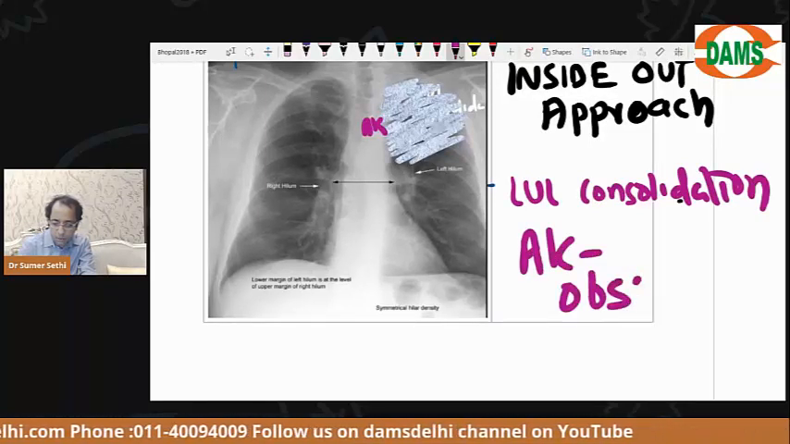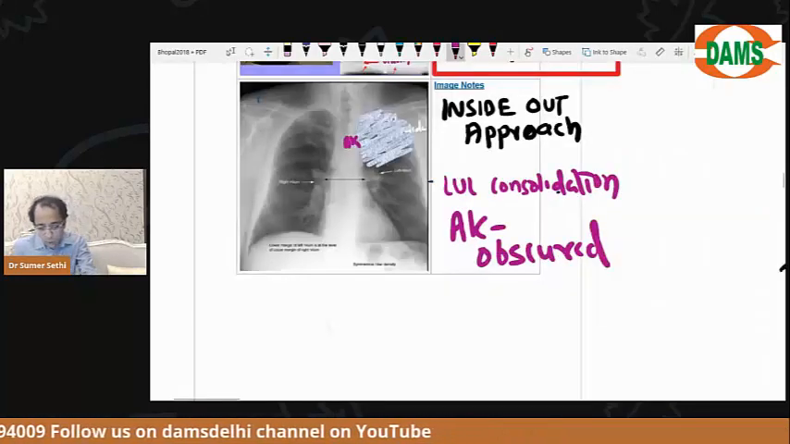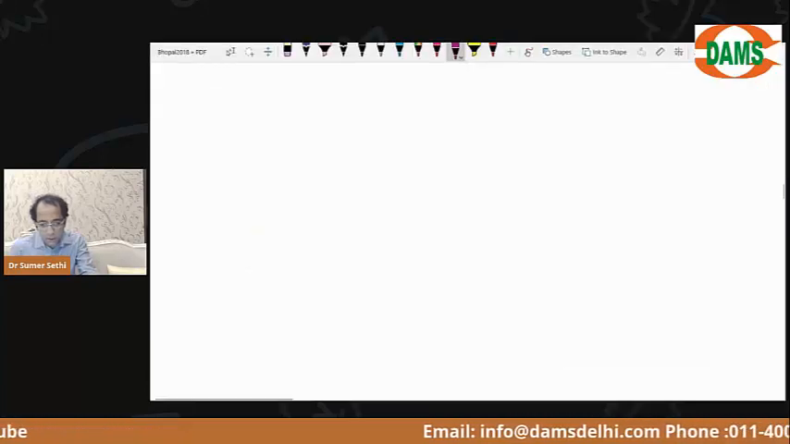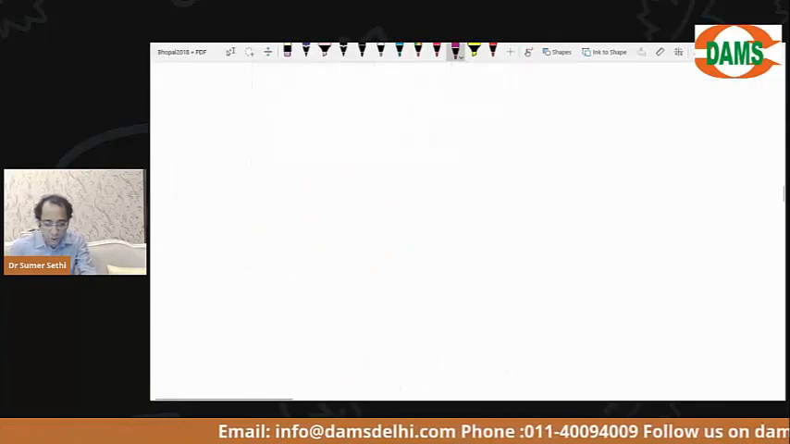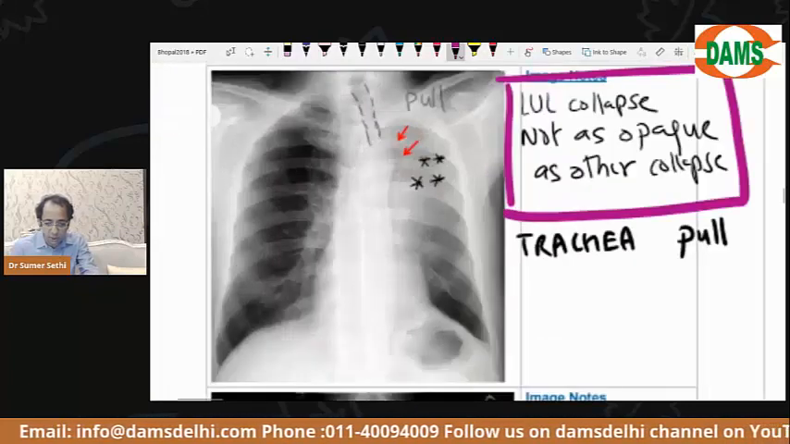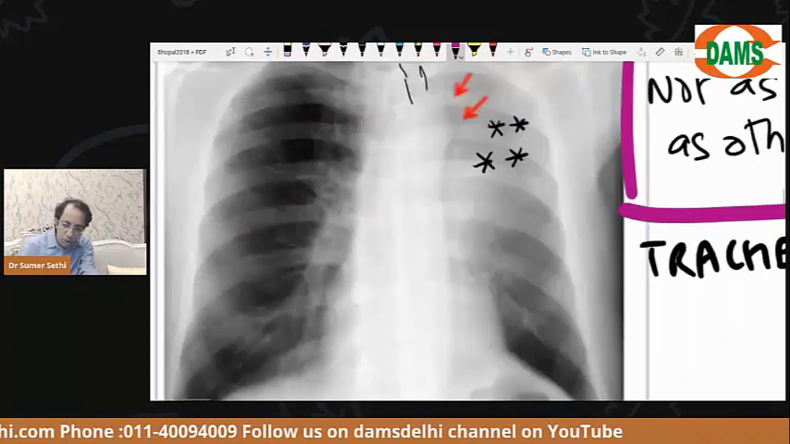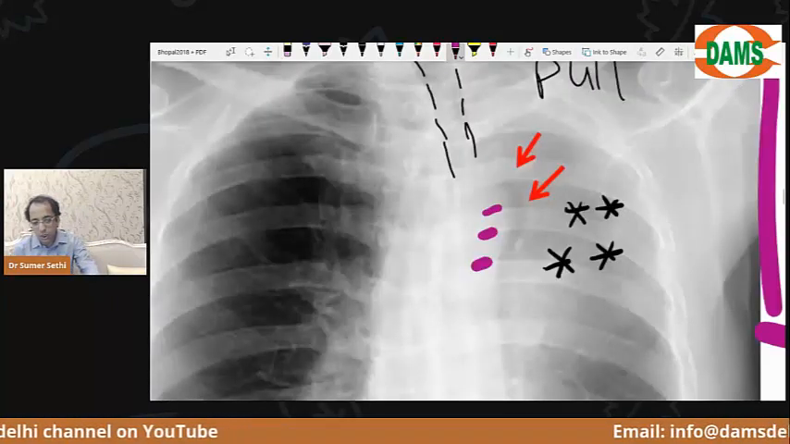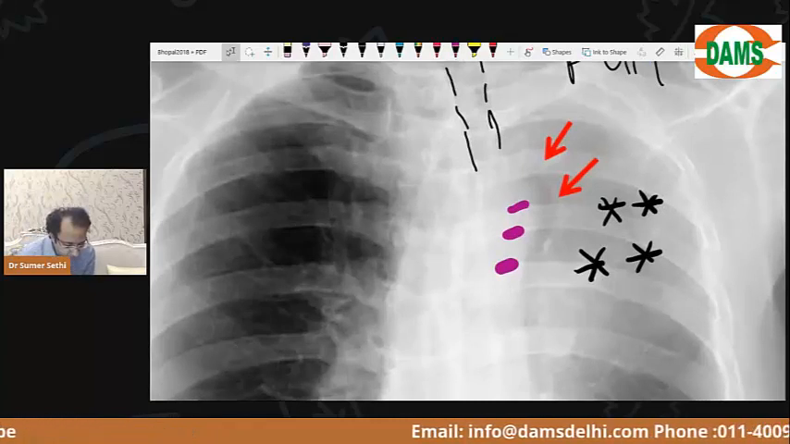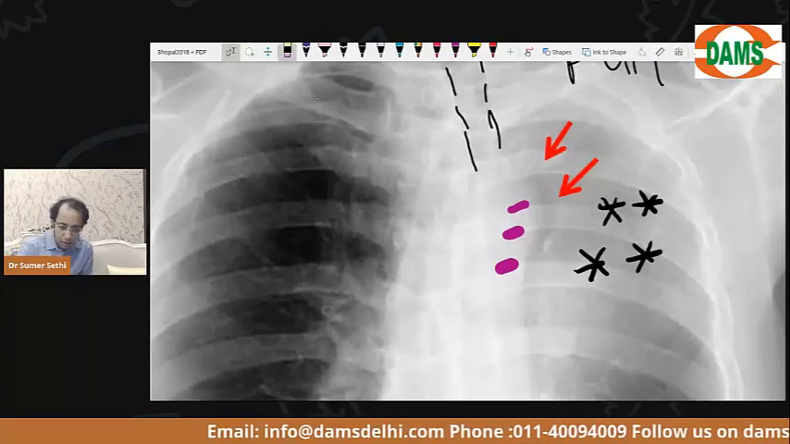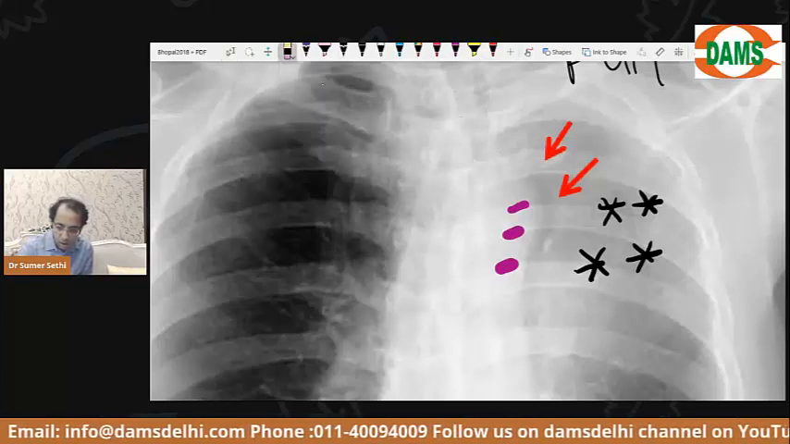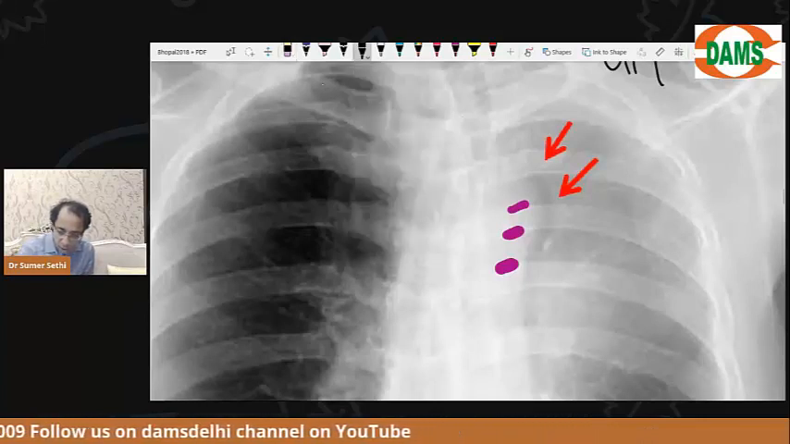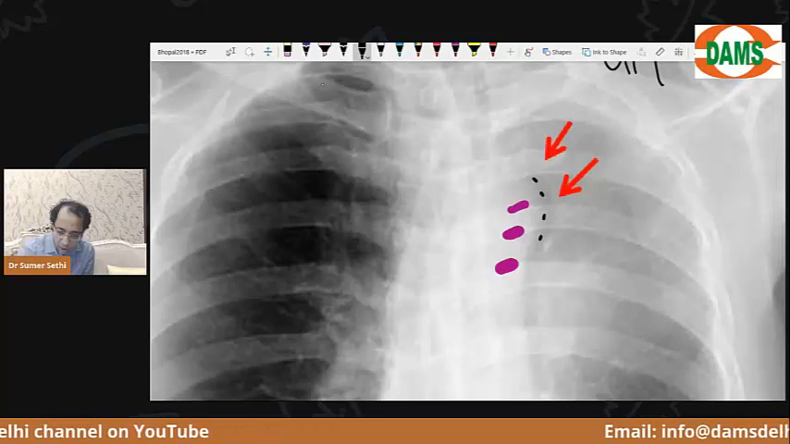obscured? Okay, very good. Now I will ask you the most tough question that I have asked you in my entire class. I have not asked you anything more difficult than this. Let's see if you can answer this question. It is very difficult. It will feel difficult even in MD. Now see an answer. Can you see the aortic knuckle here? Are you able to see the aortic knuckle here?